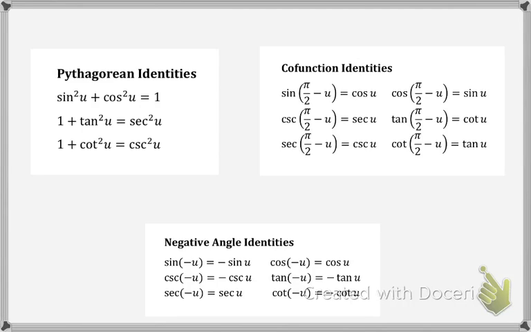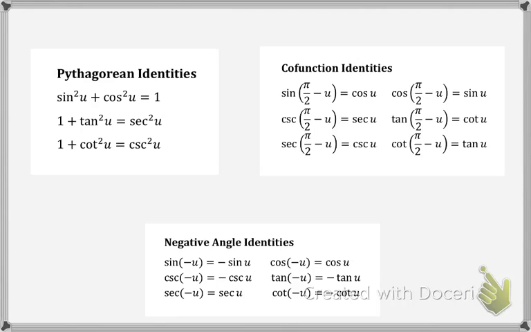The cofunction identities are how we relate one function to another using that pi over 2, or in terms of degrees, 90 degrees. These here are all written in radians, but know that you can convert them to degrees by changing all the pi over 2's to 90 degrees.